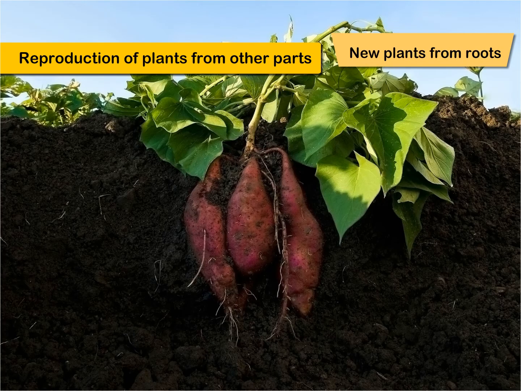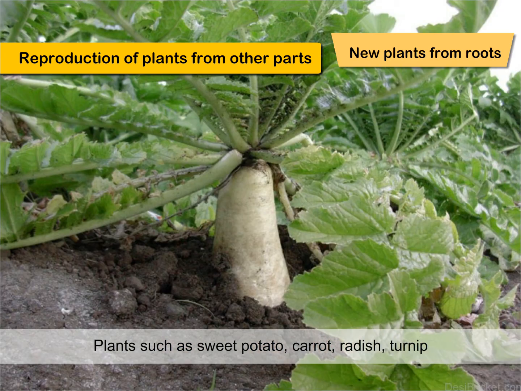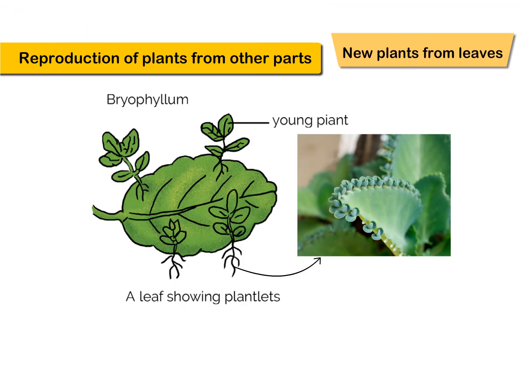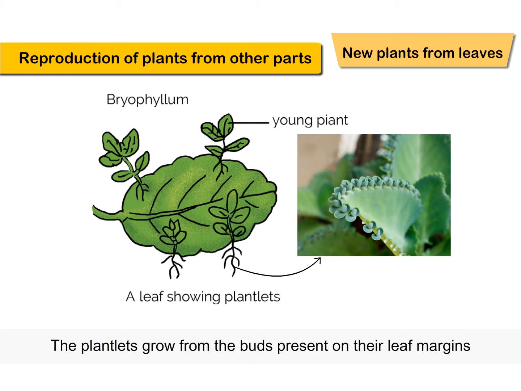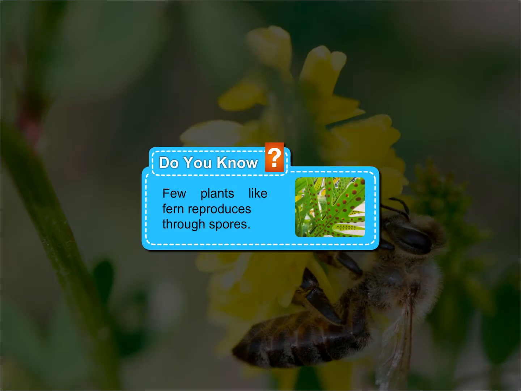New plants from roots. Plants such as sweet potato, carrot, radish, turnip, and dahlia can grow from root. New plants from leaves. Plants such as bryophyllum can reproduce through leaves. The plantlets grow from the buds present on their leaf margins, which grow into a new plant once they fall on moist soil. Do you know? Few plants like fern reproduce through spores.